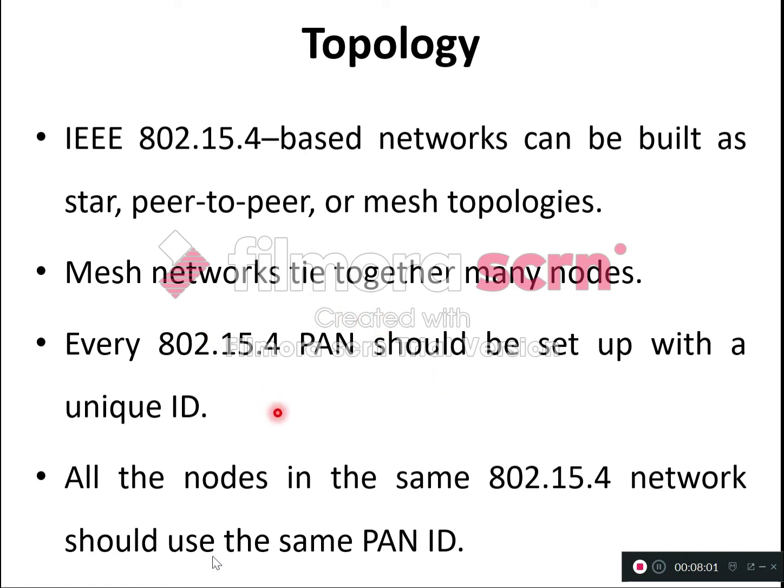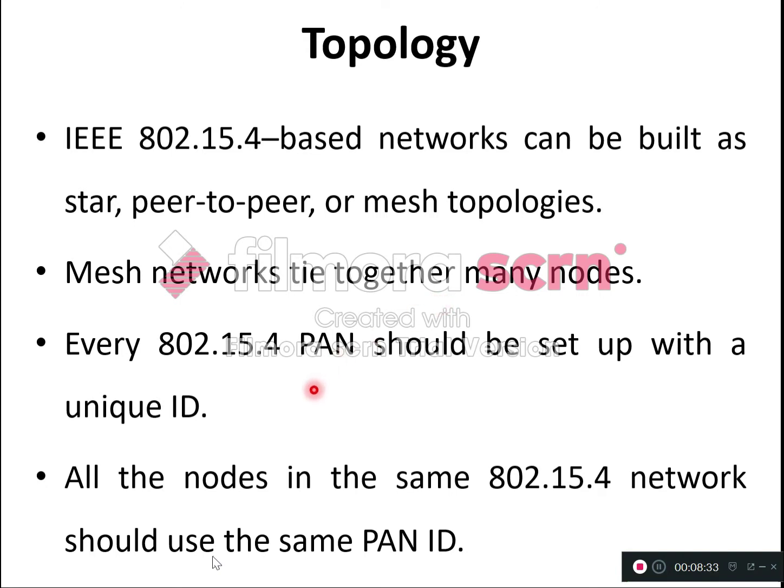So let us see what is the topology followed by the standard IEEE 802.15.4. This standard-based networks can be built as star, peer-to-peer or mesh topologies. So it can use any of these topologies, either the star or the peer-to-peer or the mesh topologies. Mesh networks tie together many nodes. So we have seen in the previous class how the mesh network looks.